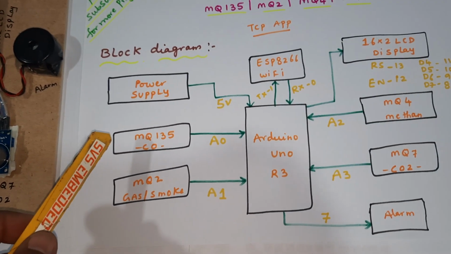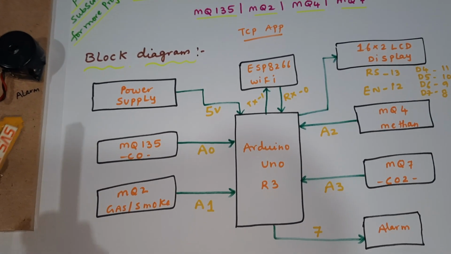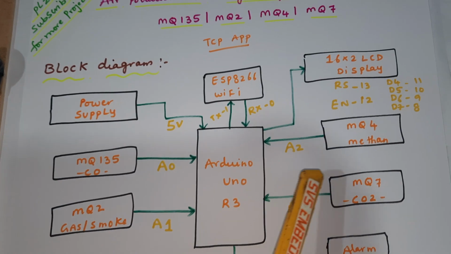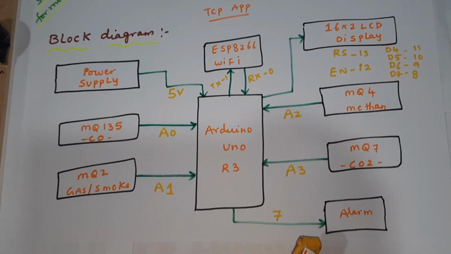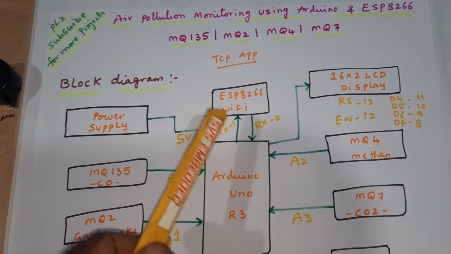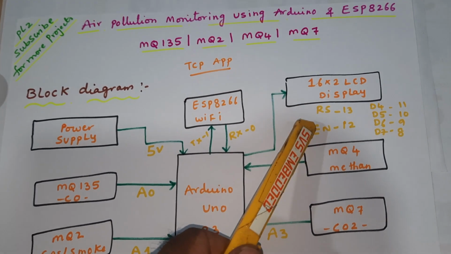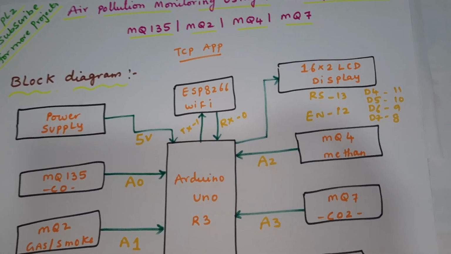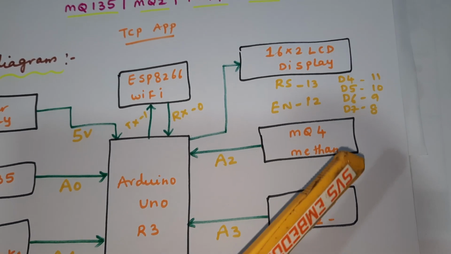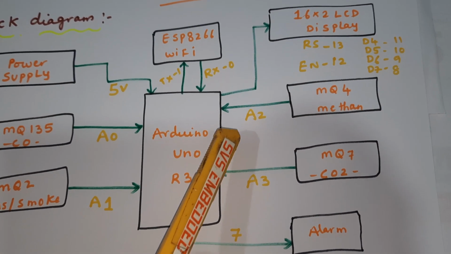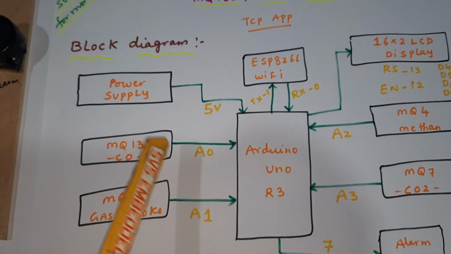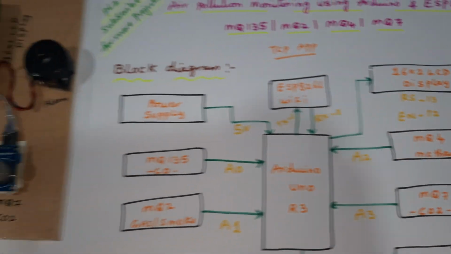So let us come to the block diagram. We have the power supply, MQ135, MQ2, MQ4, MQ7 and alarm, and the ESP8266. Here we are using the TCP Telnet app, and a 16 cross 2 LCD display with RS, enable, D4, D5, D6, D7 connected to pins 8, 9, 10, 11, 12, 13. MQ135 is connected to A0, MQ2 to A1, MQ4 to A2, and MQ7 to A3, along with power supply and Rx, Tx.